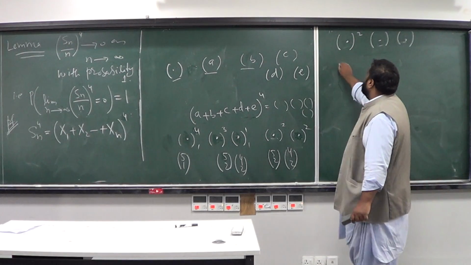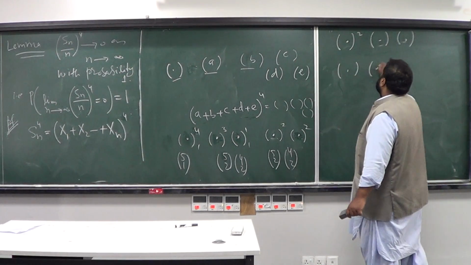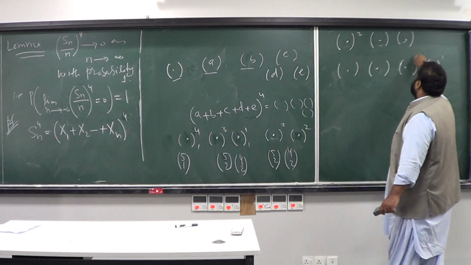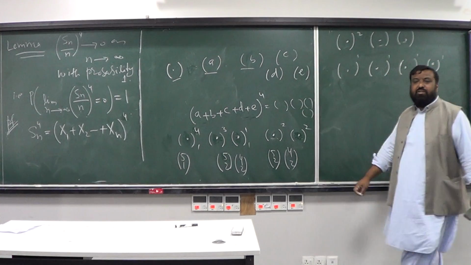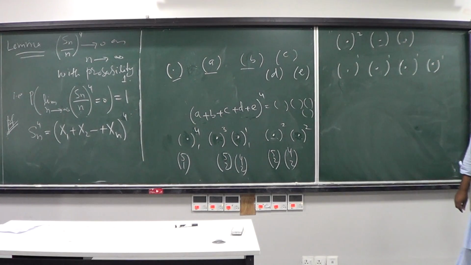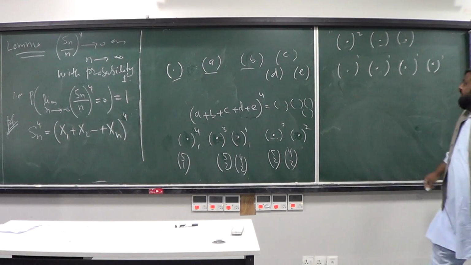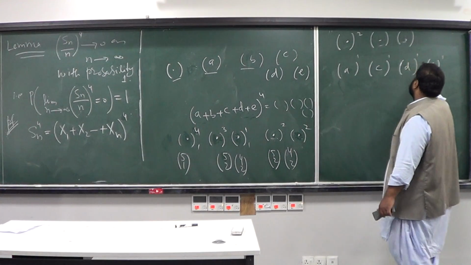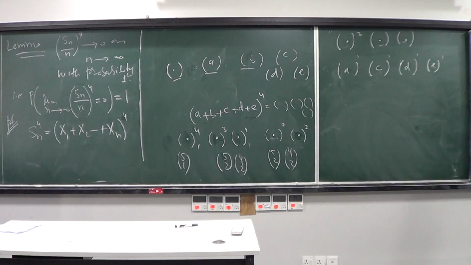The last kind of term that can occur is the one where all 4 brackets have power 1 and all those 4 are different. Okay? All the 4 terms are different. So, in other words, you can have like A, C, D and E. This is one such example.